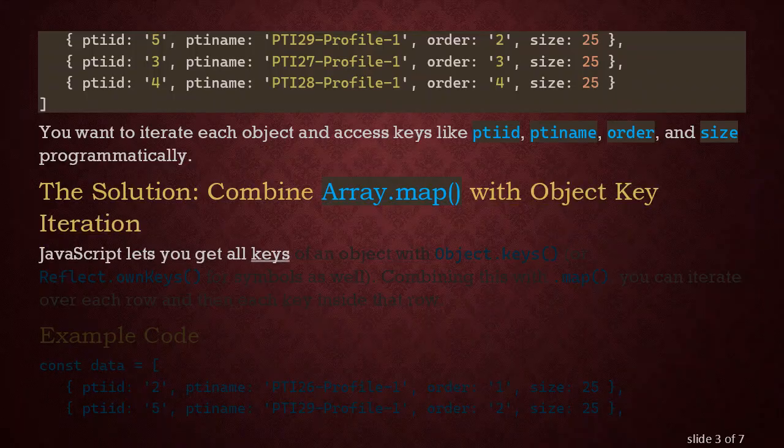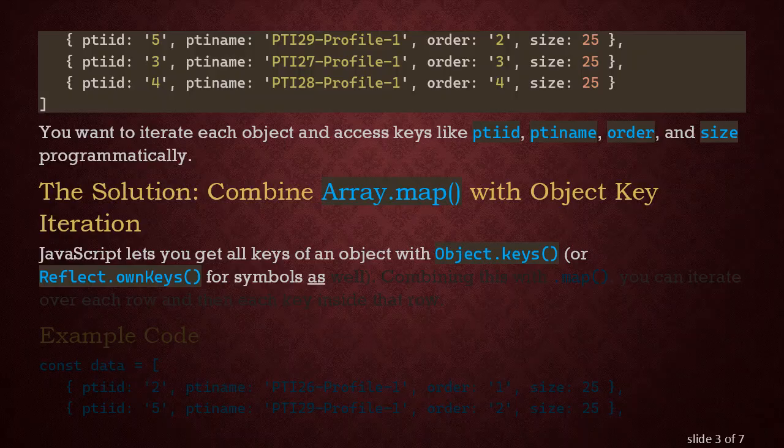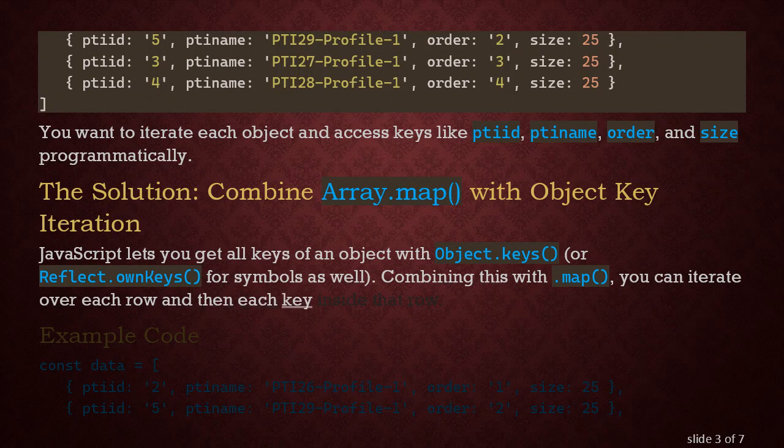JavaScript lets you get all keys of an object with Object.keys, or Reflect.ownKeys for symbols as well. Combining this with .map, you can iterate over each row and then each key inside that row. Example code.